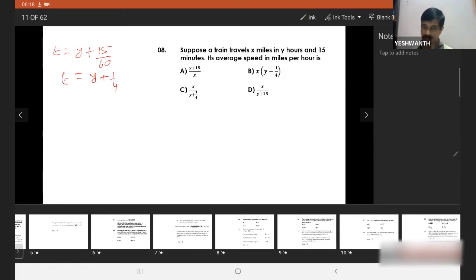So what is its average speed, he said. Average speed is total distance by time. The total distance is X, and the total time taken is Y plus 1 by 4. Therefore, option C satisfies.